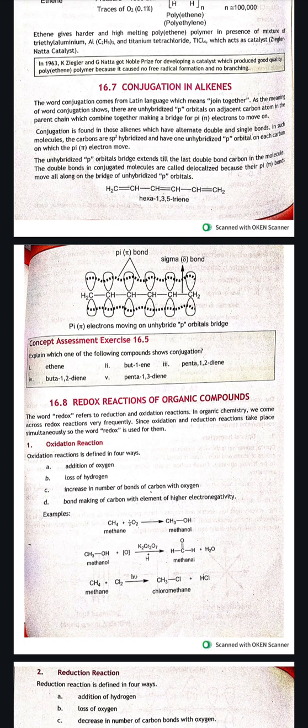Ethene gives a harder, high-melting polymer in the presence of a mixture of triethyl aluminum and titanium tetrachloride, which acts as a catalyst, the Ziegler-Natta catalyst. Ziegler-Natta catalyst is the mixture of triethyl aluminum and titanium tetrachloride. In 1963, Ziegler and Natta got the Nobel Prize for developing a catalyst which produced good quality polyethene polymer, because it caused no free radical formation and no branching.